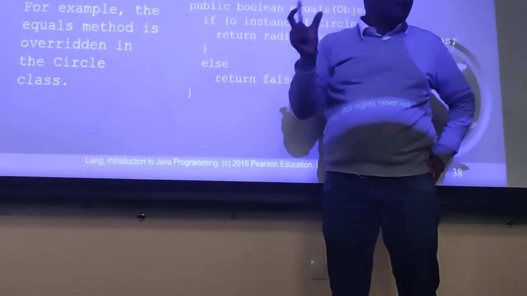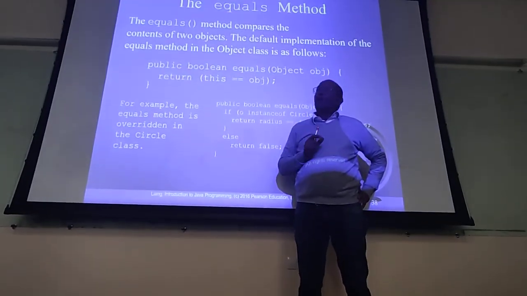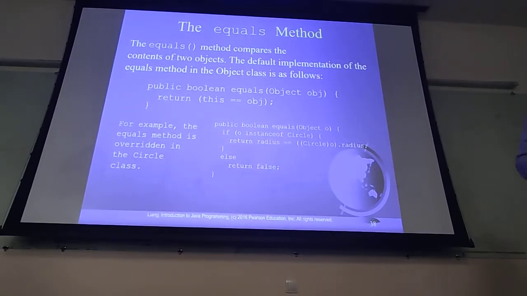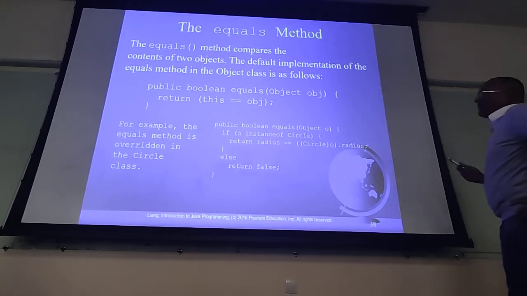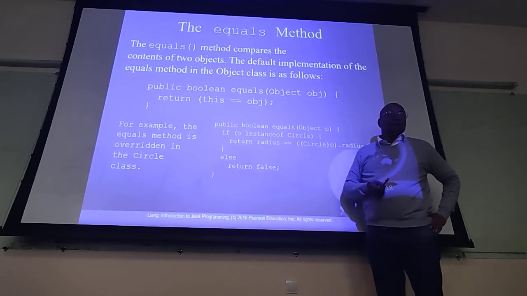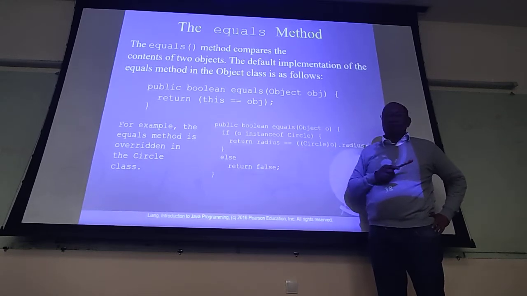Okay, they check what? Attribute value. See, the equals method compares the content of the two objects. Content means what? The values of the attributes. Have you clear? So the equals method is from which class? Object. toString and equals.